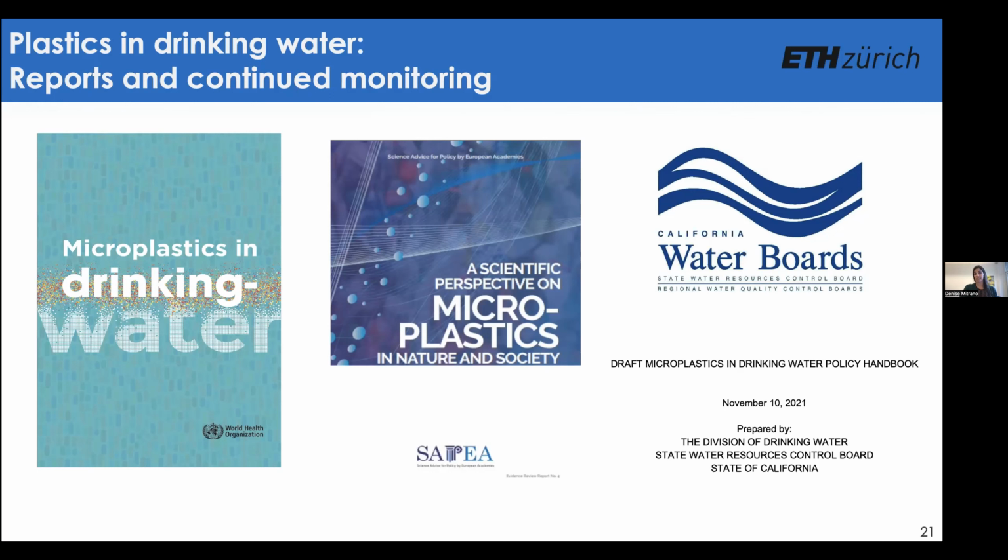However, even in these studies, because they are limited by the current analytical capabilities with micro-Raman and micro-FTIR, they're not able to measure particles that are below about 20 microns in size. And so it will miss a lot of potentially smaller size particles that could be in the water supply, but they would not necessarily know.